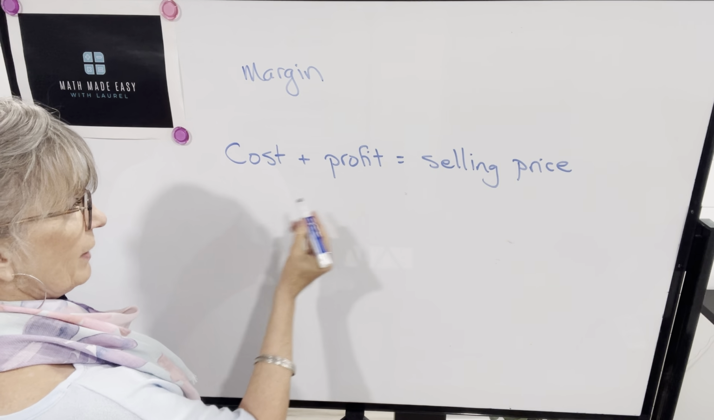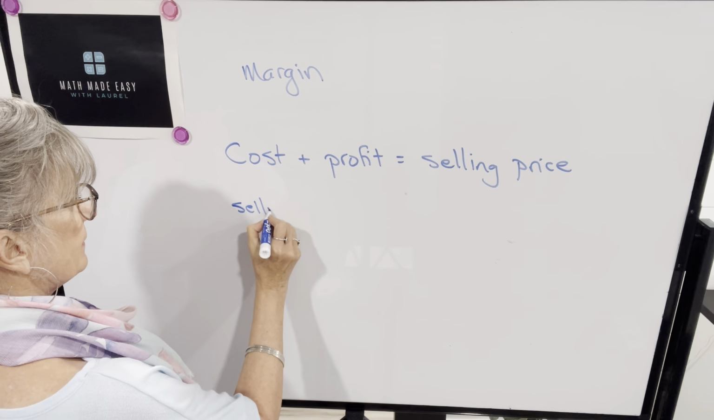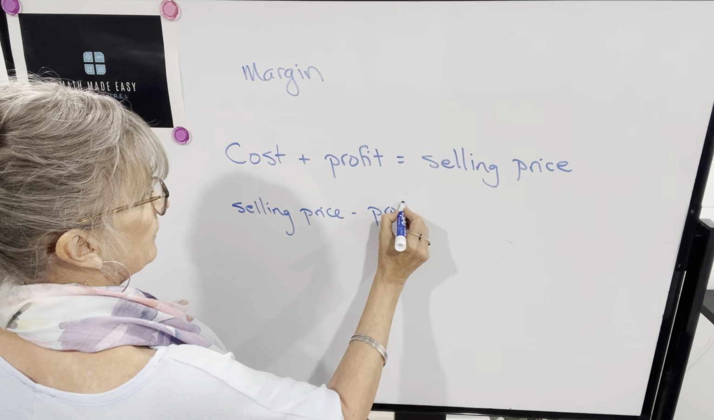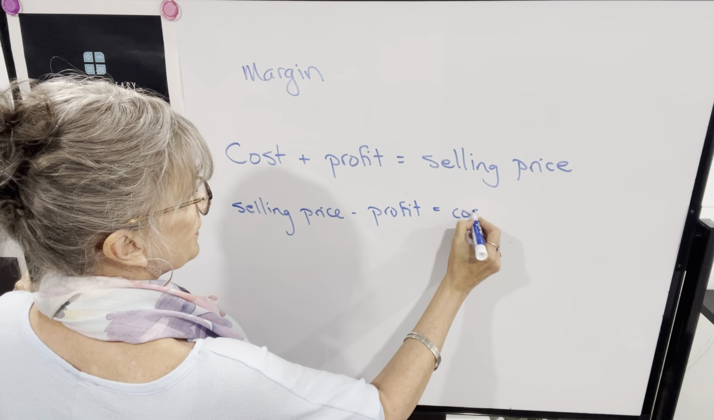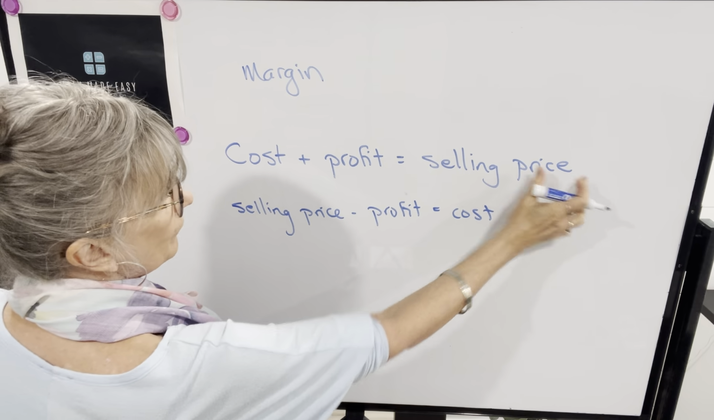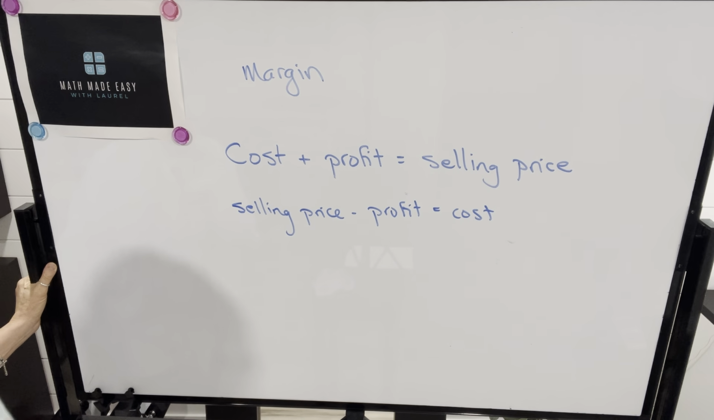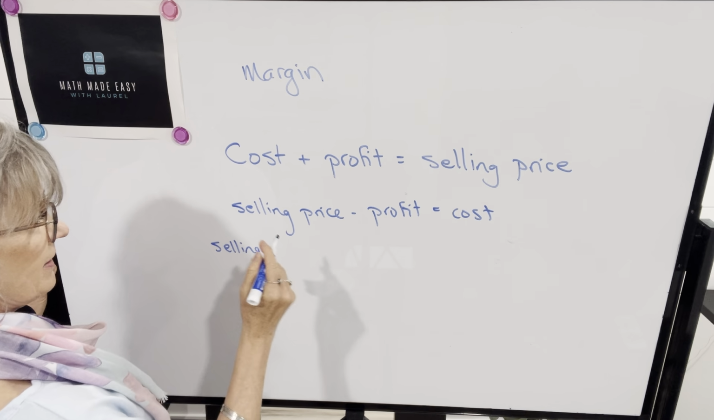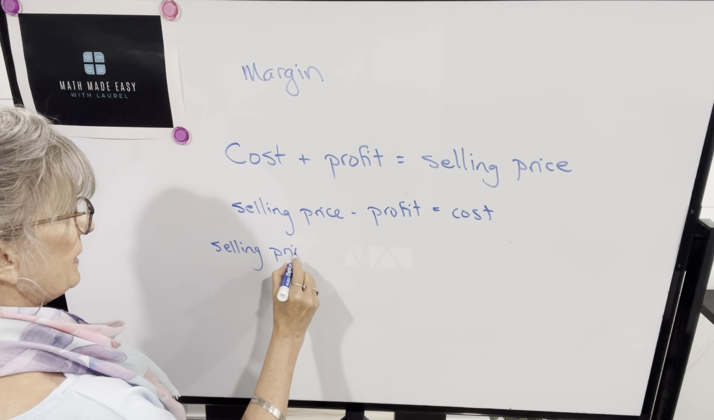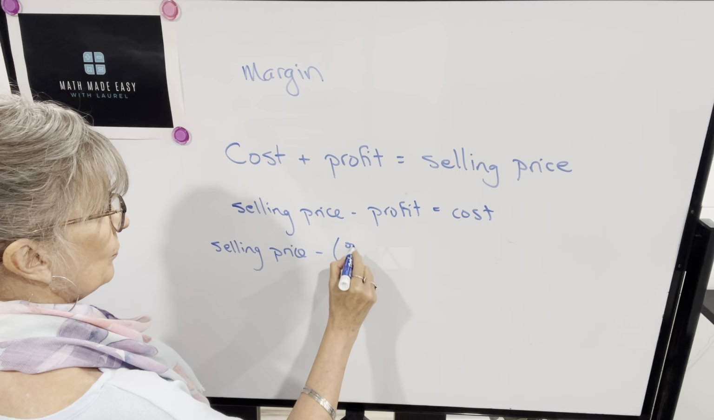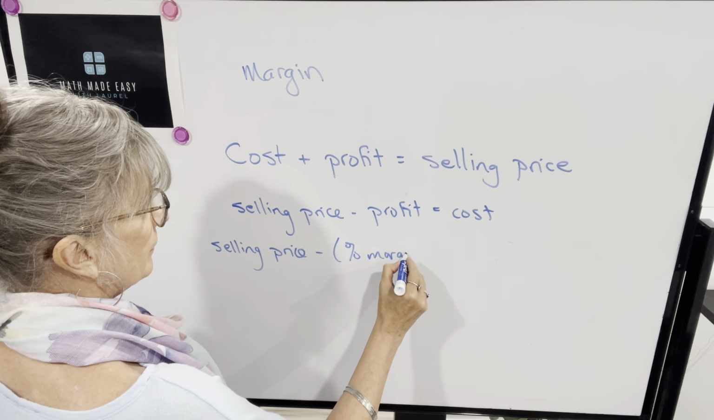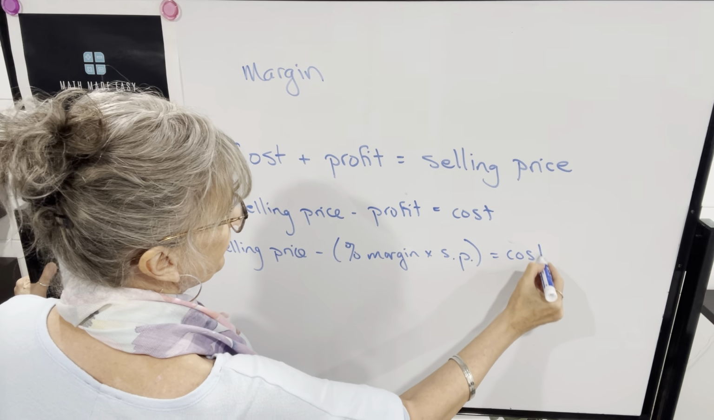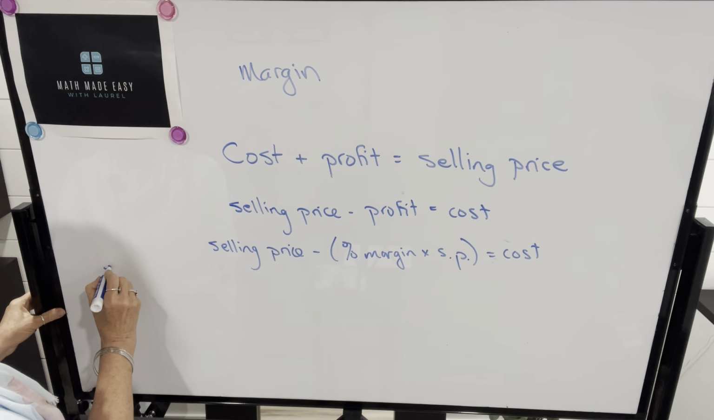So the way I'm going to rewrite this is I'm going to write it as selling price minus the profit equals the cost. Okay, so I just subtracted profit from both sides. And this profit will be, if it's percent margin, it will be based on the selling price. So the selling price minus percent margin times the selling price will equal the cost. Let's take a look at an example.